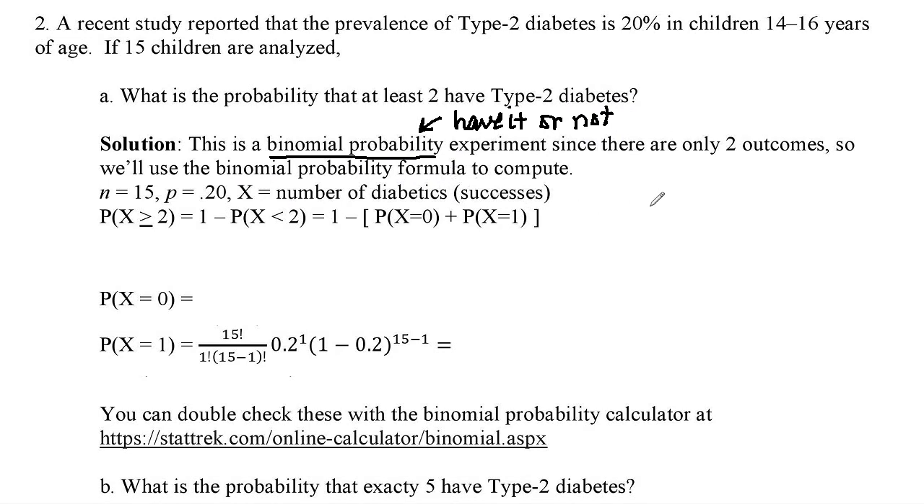So the binomial probability formula is talking about the probability of x successes. In this case, a success for us is having type 2 diabetes. And the probability here of X is our number of successes, and n is the total number in the trial. And that probability is n factorial, remember the exclamation point means factorial, over x factorial, and then n minus x factorial.